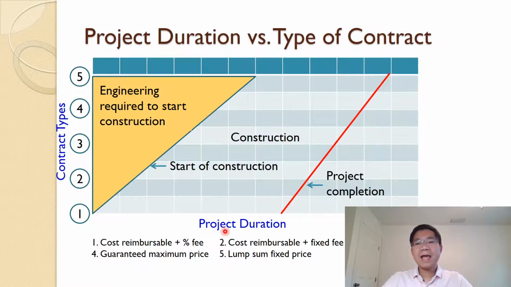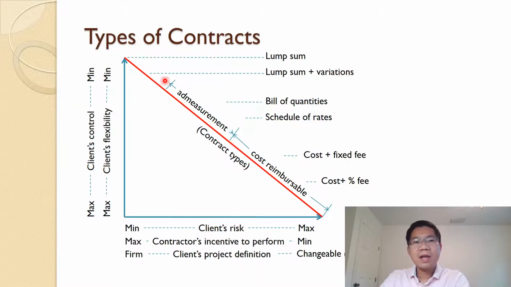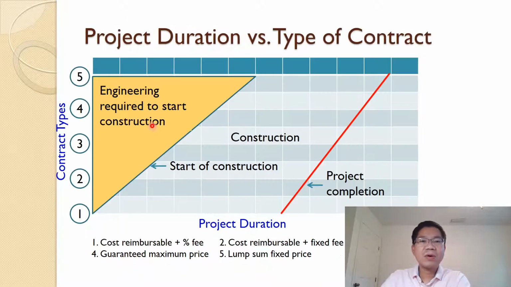And here is the timeline, project duration, and as you can see here, in terms of the engineering required to start construction, if you use a cost reimbursable type of project like cost plus percent fee, you may have minimal engineering work when you start the construction work because you can do it fast track, concurrently with the engineering. But if you want to do lump sum fixed price, then engineering has to take time to complete the design work before we can start the construction. Going back to the previous one, if you want lump sum, it needs to have the firm project definition. That's why we need time for engineering to do the design work before we start construction.